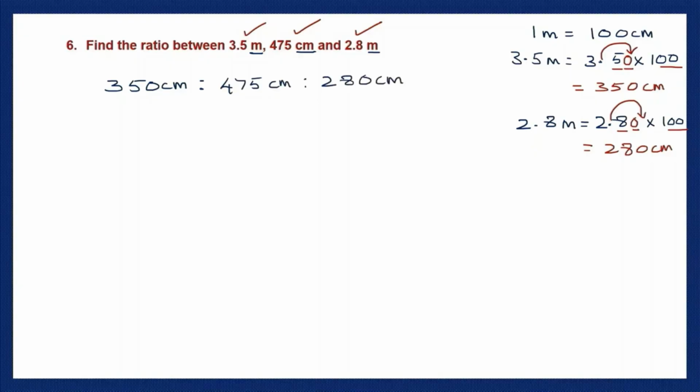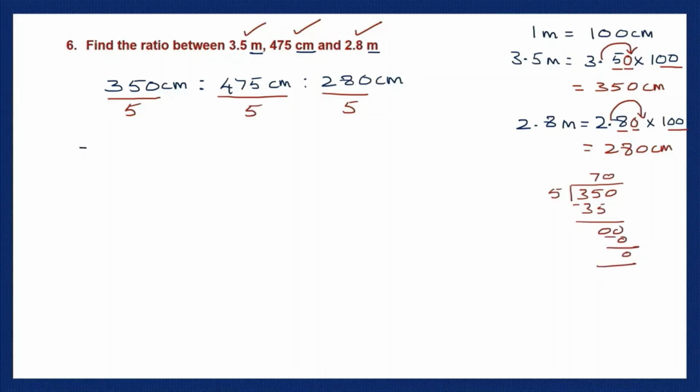Now we need to divide them all by a common factor. Which is a common factor? 5. So let's divide each one by 5. So 350 divided by 5. Let's work it out here. 350 divided by 5. 35, we have 5 sevens are 35. Minus, I take the 0 up and my answer is 70.